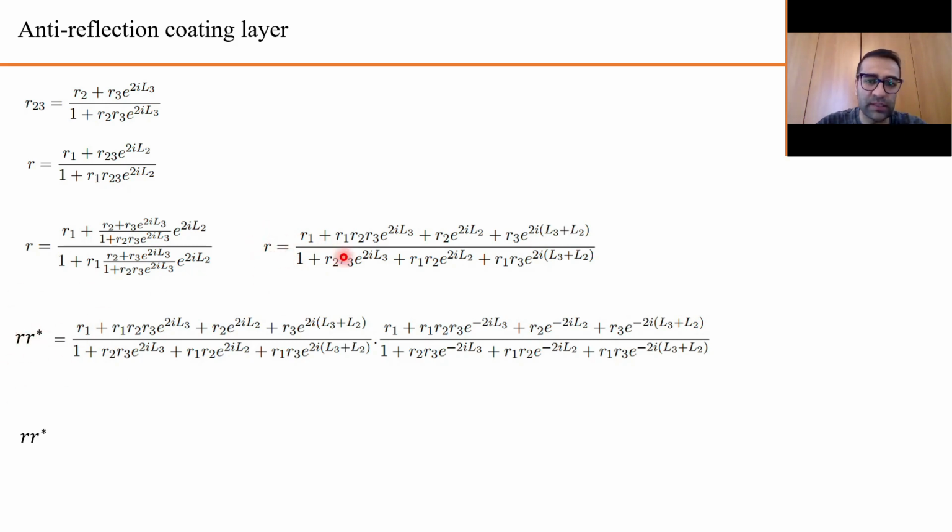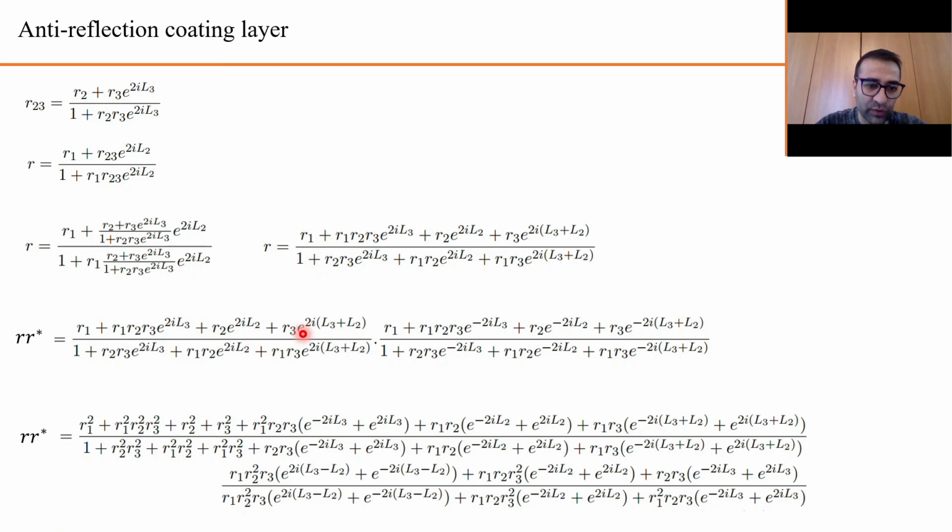This times the complex conjugate of itself, and if you do this, you have 4 terms here, 4 terms here. Therefore, in general, in the denominator, you should have 16 terms, and you can easily check what we have. For example, here we have R1 squared, that is here. We have R1, R2, R3 squared, that comes from this, and R2 squared, and so on and so forth. Just simple mathematical calculation. If you do this calculation, you will get this equation.